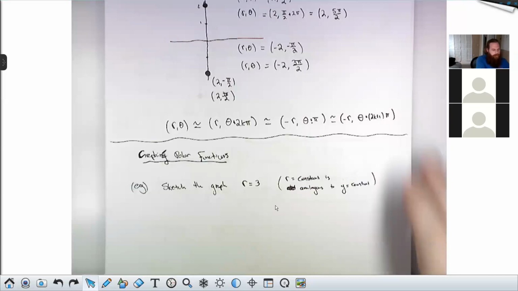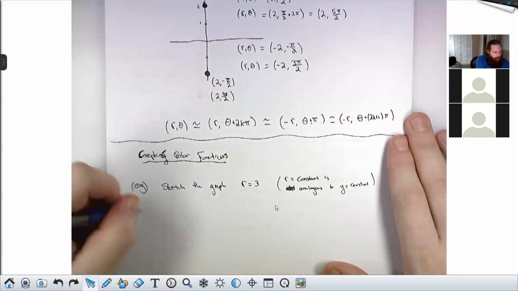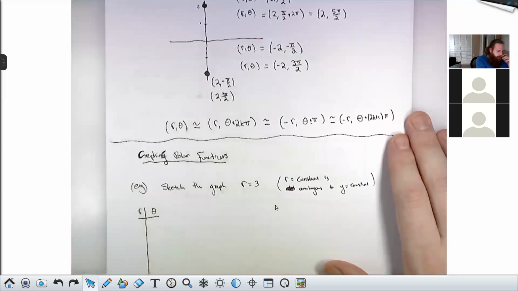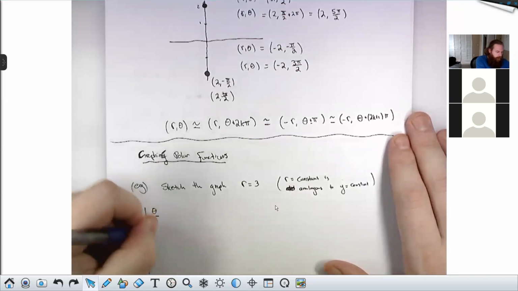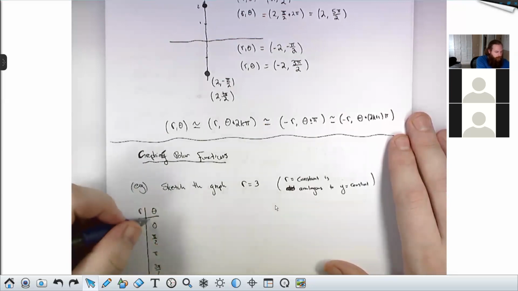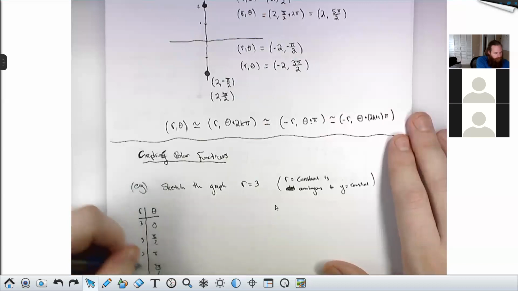Here, r equals a constant. We can make a table of values, r comma theta, and you can plug in different thetas and see what r's you get out. So we can try theta equals 0, maybe pi over 2, maybe pi, maybe 3 pi over 2. When theta is 0, r is 3 because it's the constant function 3. When theta is pi over 2, r is 3. When theta is pi, r is 3. When theta is 3 pi over 2, r is 3.